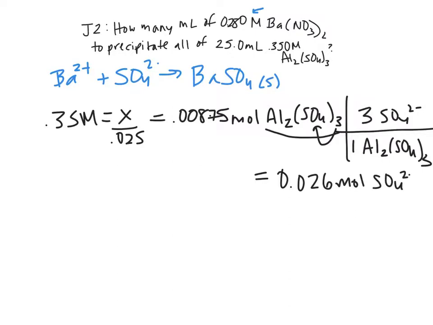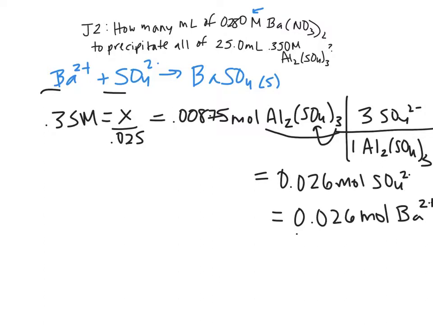So what that means is, because this is a 1-to-1 ratio here in our reaction, I need that many bariums to precipitate it all out. It's a plus. It won't work with this. Okay, so that's what I gotta do.